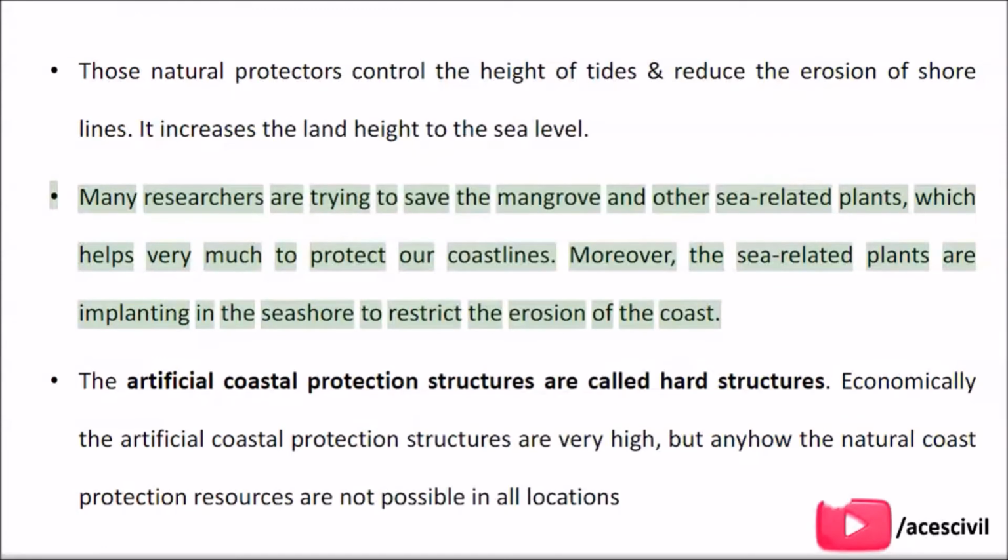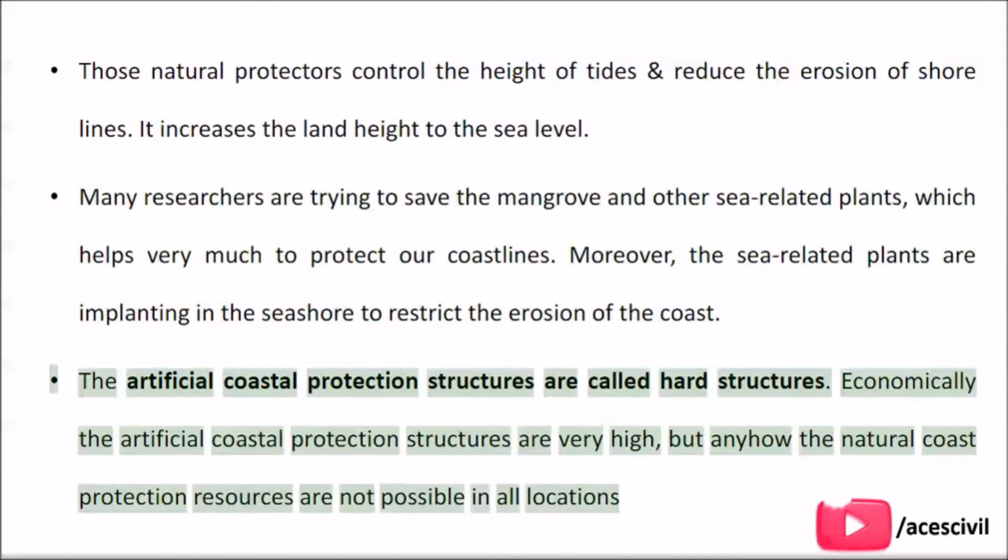Many researchers are trying to save the mangroves and other sea-related plants, which helps very much to protect our coastlines. Moreover, sea-related plants are being planted on the seashore to restrict the erosion of the coast. The artificial coastal protection structures are called hard structures. Economically, artificial coastal protection structures are very expensive, but natural coast protection resources are not possible in all locations.